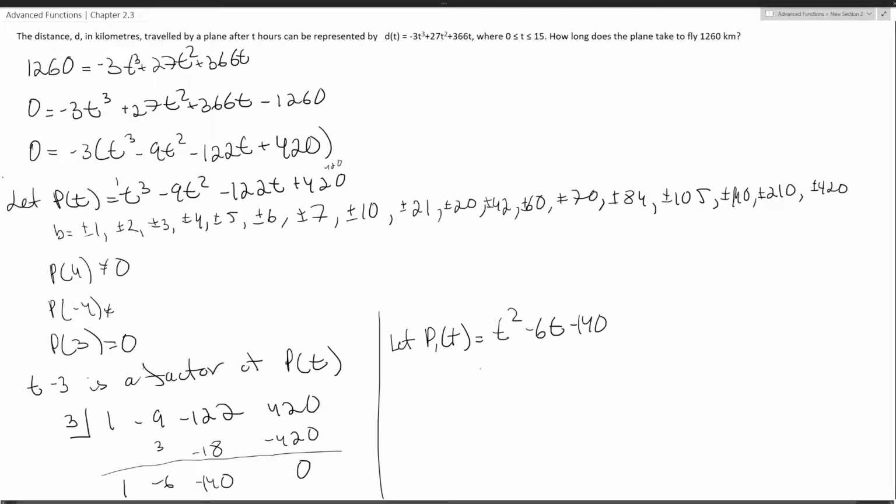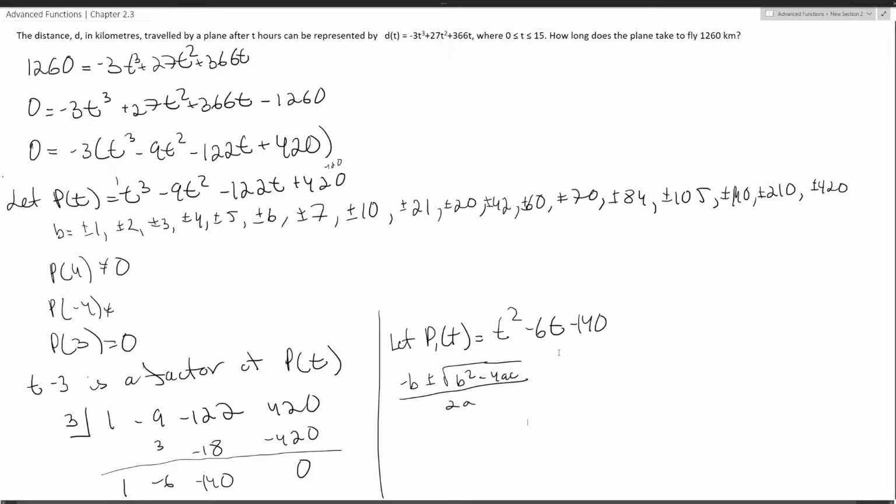Okay, so it can't be factored, so again we have to use the quadratic formula. The quadratic formula is x equals negative b plus or minus the square root of b squared minus 4ac, divided by 2a. Right? So what we should do is plug in the numbers. So we have 6 plus or minus the square root of 36 minus 4 times 1 times negative 140, divided by 2 times 1.